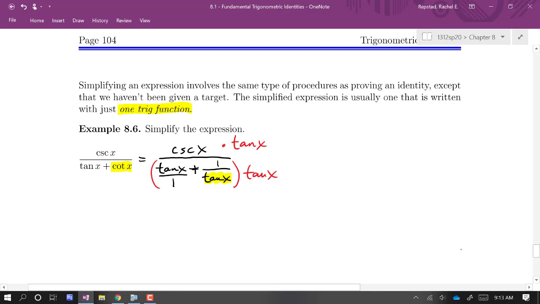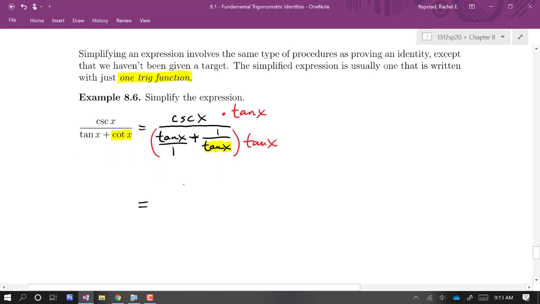So, okay, when we do this, on top we have cosecant times tan x. It doesn't matter what order we write that product in. On the bottom, we're going to distribute this factor of tangent. So tangent times tangent is tan squared x. Tangent times 1 over tan is 1. So I have tan squared plus 1.